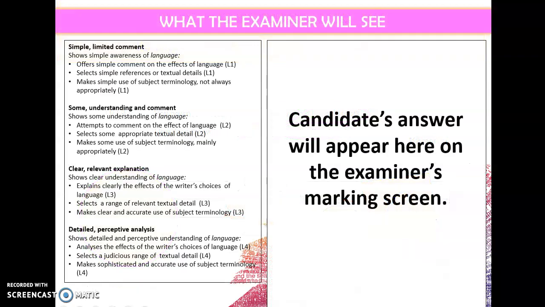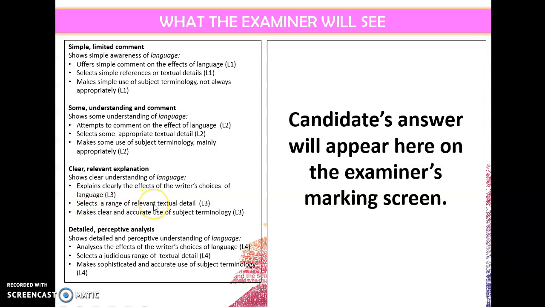As we've done for the previous questions, I'm going to show you some sample answers and look at why they got the marks that they get. So same situation as before, you've got the criteria down the left hand side, the candidate's work appears on the right hand side. So this is just like what the examiners have when they mark your work. And you can see there are 3 bullet points in the criteria. The first one is about commenting on language. So a simple comment, attempting to comment, a clear comment, and explaining clearly what the effects of the writer's choices are.